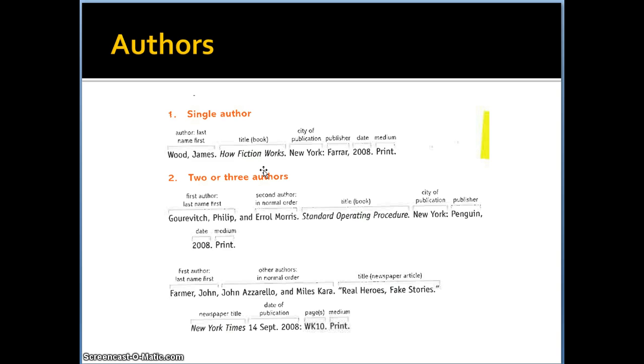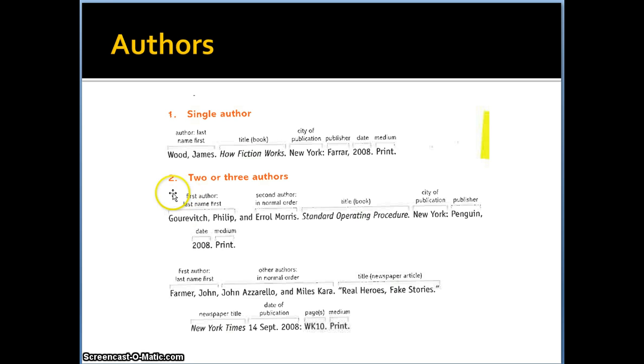A book is a long work. Anything that's a long work we put in italics. The place that it's published, then we have a colon, and after that the publisher, the name of the publisher, comma, the year it was published, and then here we have medium, which is new to MLA. We just either put print or web or DVD. Most of the time you guys will be putting print or web.